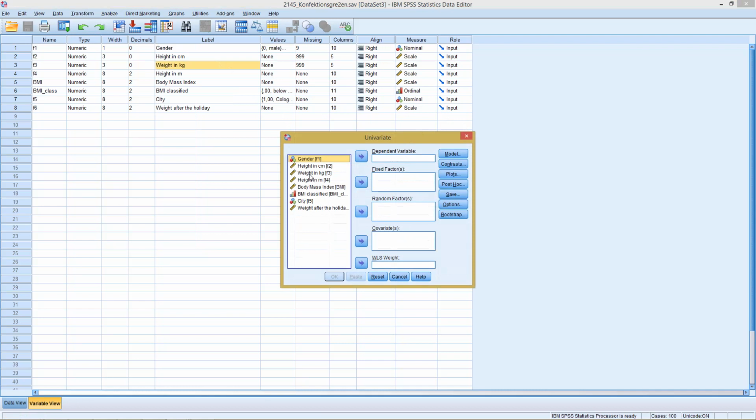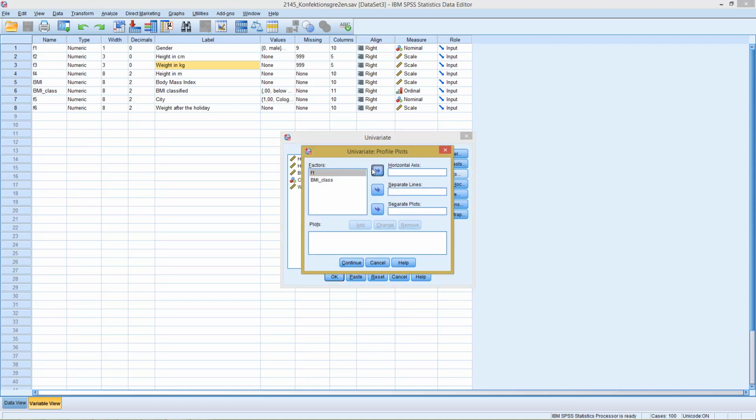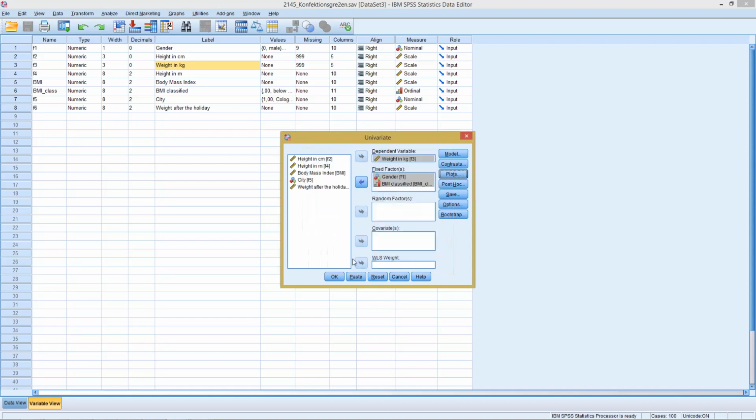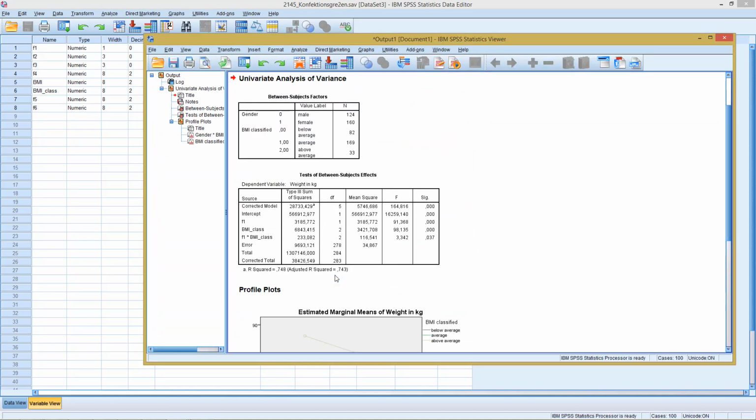Then here we can add our dependent variable, the weight. Then we have different possibilities. We need to select our gender and the classified BMI, and we add them as fixed factors. This would already suffice. However, I will add one additional aspect here. We go to plots, then we add the combination factor 1 as horizontal axis and factor 2, BMI, as separate lines. Click on Add, and then we do the same thing but with opposite assignments. So we click again here at Add, Continue, then we basically prepared everything necessary, so we can click on OK.